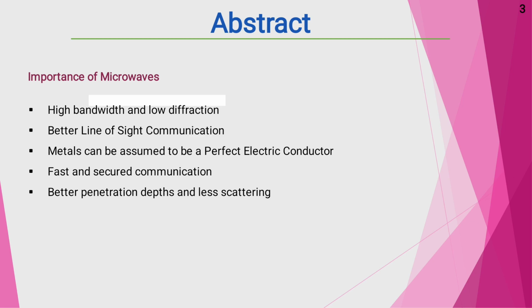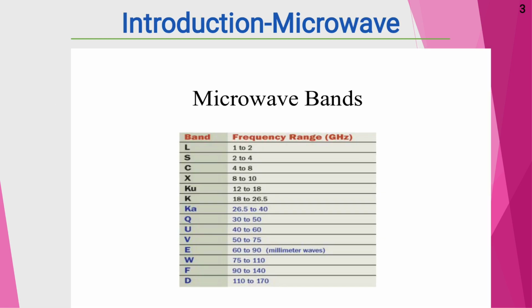It provides higher bandwidth and lower diffraction, and it provides better line of sight communication. Here metals can be used as a perfect electric conductor, and it provides fast and secured communication. There is also better penetration depth and less scattering rate. So this is the microwave bands' interior range.